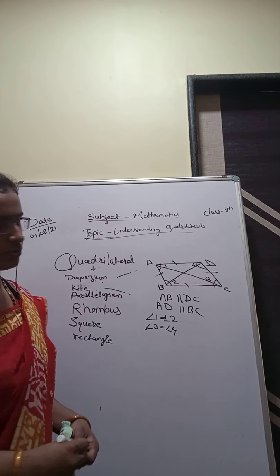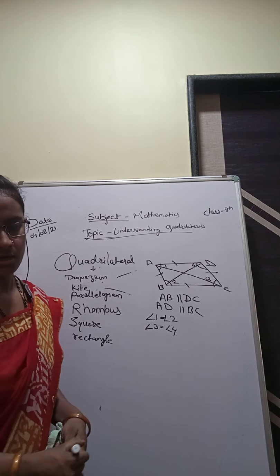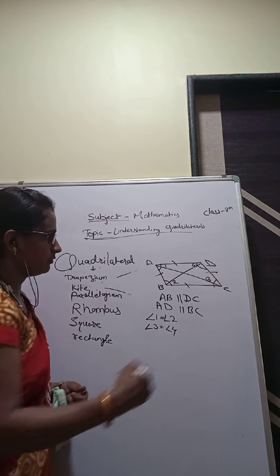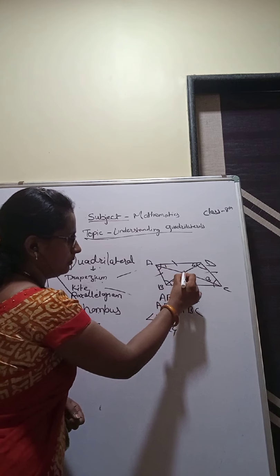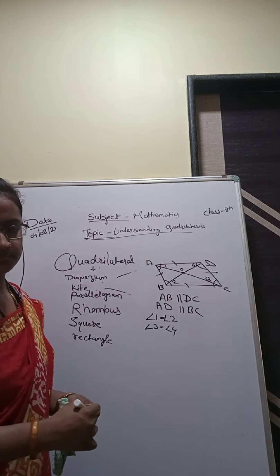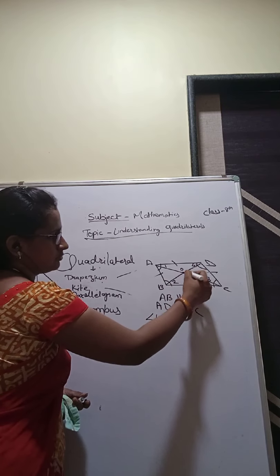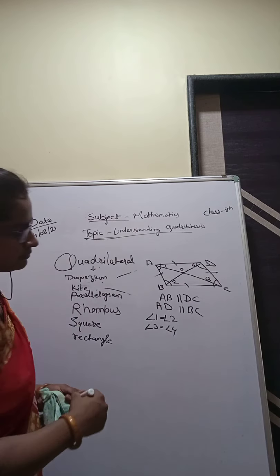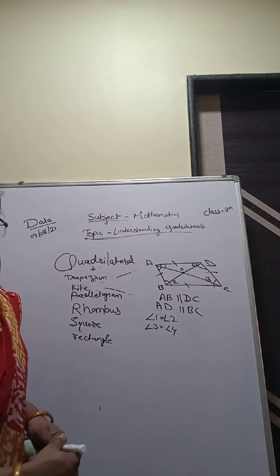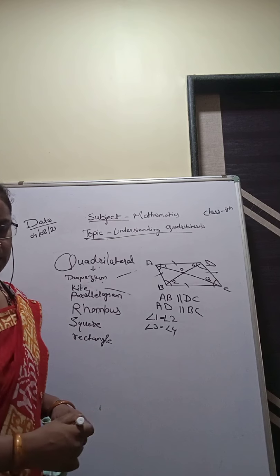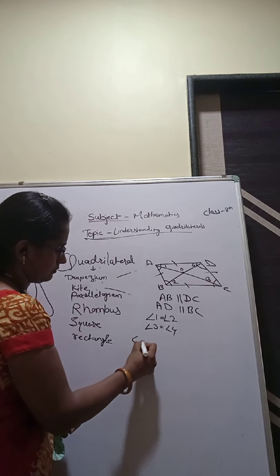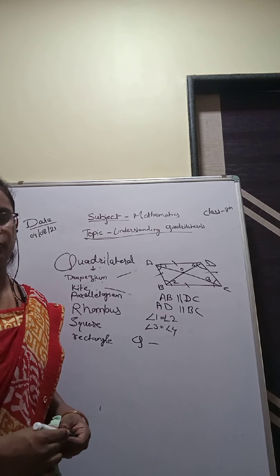The diagonals of a parallelogram bisect each other at the point of intersection. So AO is equal to OC and OB is equal to OD. So we have a numerical: find the perimeter of a parallelogram.